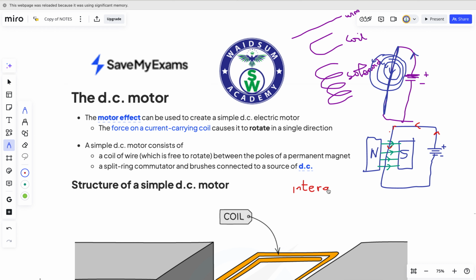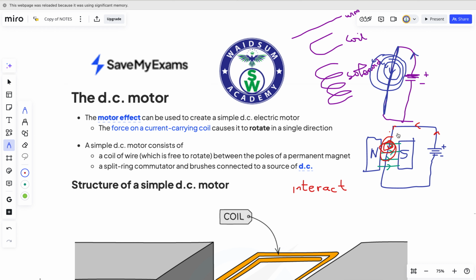They will create a force. Where are the two magnetic fields coming from? One is coming from the magnet, moving from the North Pole to the South Pole. The second one is the circular magnetic field that is always around a conductor whenever current flows through it. So there are two magnetic fields here.